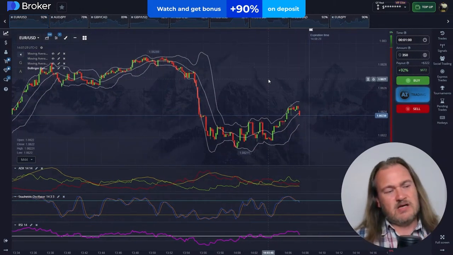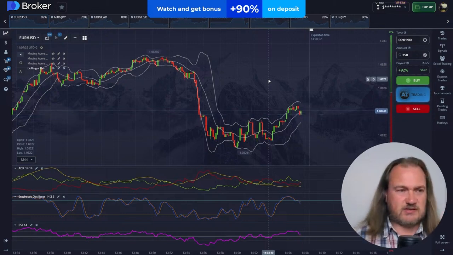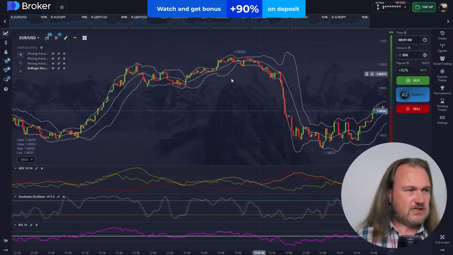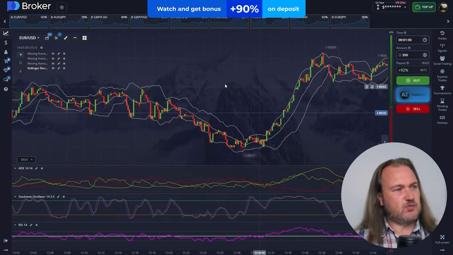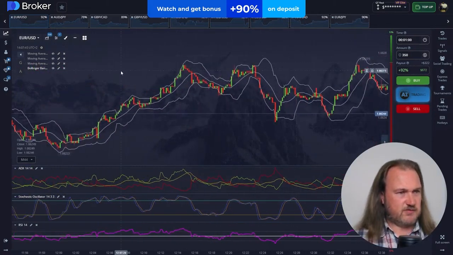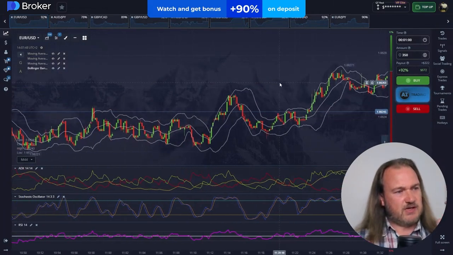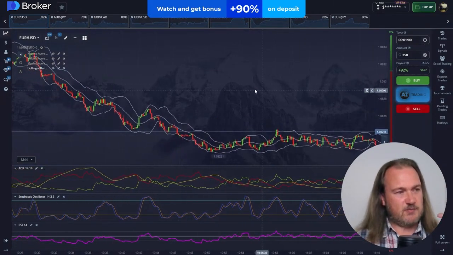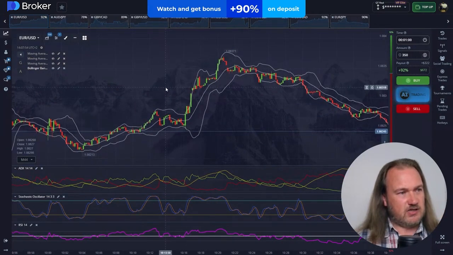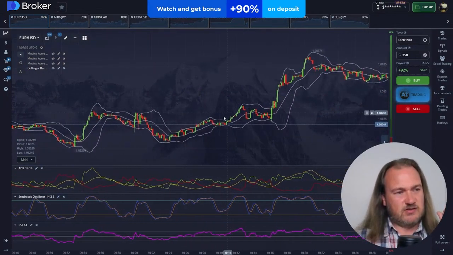Okay, so there are two popular ways to use the Bollinger Bands. The first will be the Bollinger Squeeze. Let's see if we can find a good example. There was one earlier, a very, very nice example. A Bollinger Squeeze happens when we go into a period where... here it is. Here's a very good example.